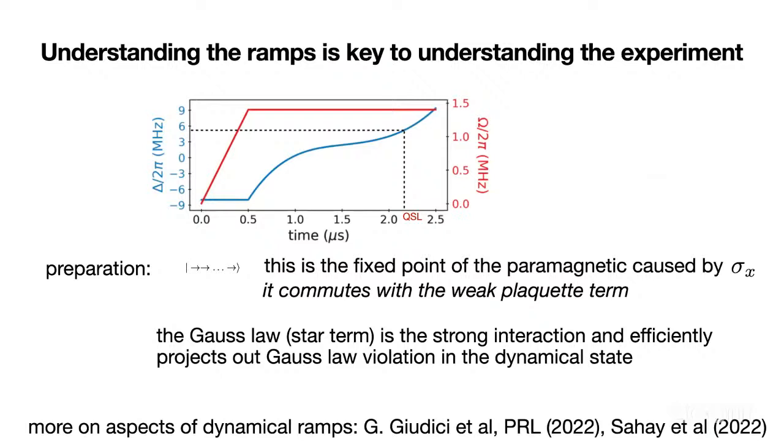Now this is actually smart. Namely, if you prepare all spins along X, it means that this commutes with the weak plaquette term. You never have the plaquette term present in the Hamiltonian. It was not manifestly shown. It has to be generated perturbatively, but by preparing a state that is essentially the eigenstate of sigma x, you have something that will commute with your very weak plaquette. The Gauss law is a strong interaction and efficiently projects out Gauss law violations in the dynamical state. So keep this in mind.